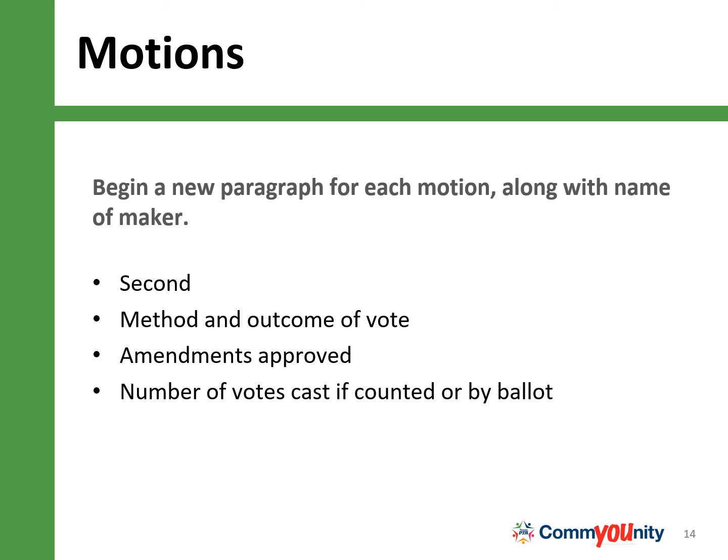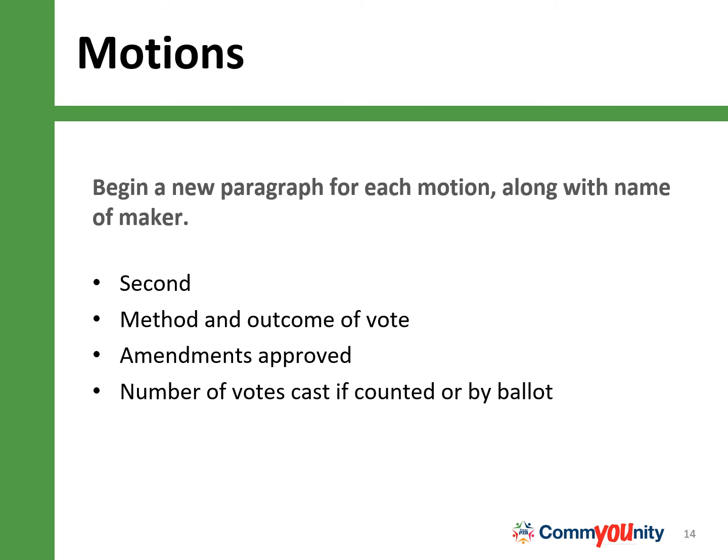For each new motion, you will want to begin a new paragraph. Remember to capture the name of the maker of the motion. Be sure to note that the motion was seconded. Again, the name of the seconder is not recorded. Record the type of vote and the outcome of the vote, pass or fail, of the motion. The types of votes are outlined in the next slide.